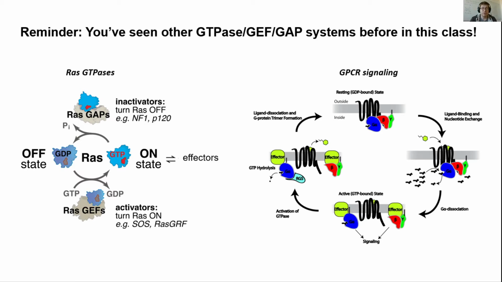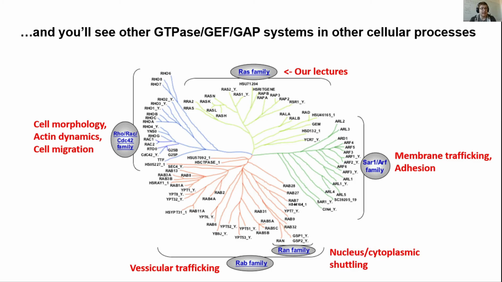And as you continue on in your studies, you'll see many other examples of GTPase GEF-GAP systems in other cellular processes. And so while we've been specifically talking about the RAS family of small GTPases involved in a lot of proliferative signaling, you'll find that small GTPase signaling underlies a variety of different processes like membrane trafficking, nucleoplasmic shuttling, vesicular trafficking, and perhaps most famously cell morphology, actin dynamics, and cell migration.